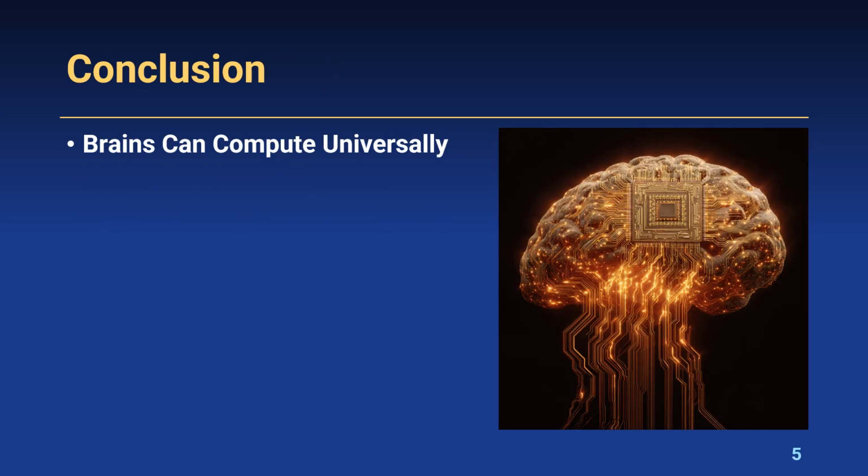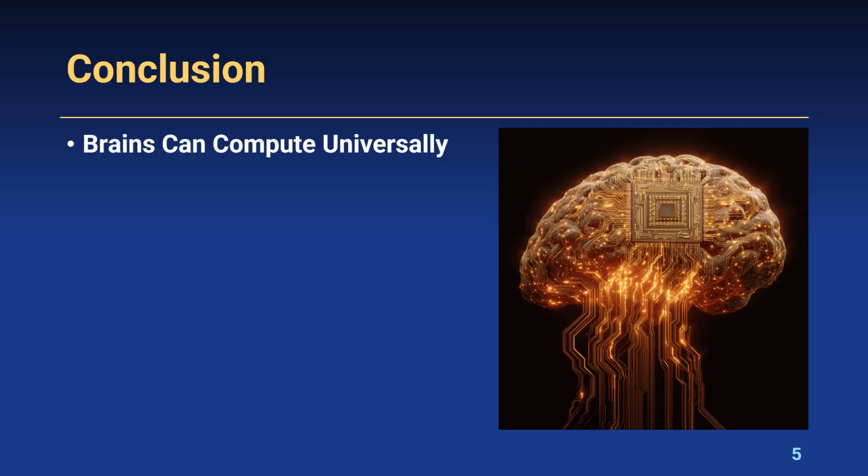So, to answer our initial question, yes, the chapter convincingly argues that the continuous, dynamic activity of our brains can indeed perform discrete, logical computations. By mapping the discrete states of a Turing machine onto continuous neural field dynamics and tracking the evolution of probability distributions within these fields, they provide a powerful theoretical framework for how the brain might achieve universal computation.